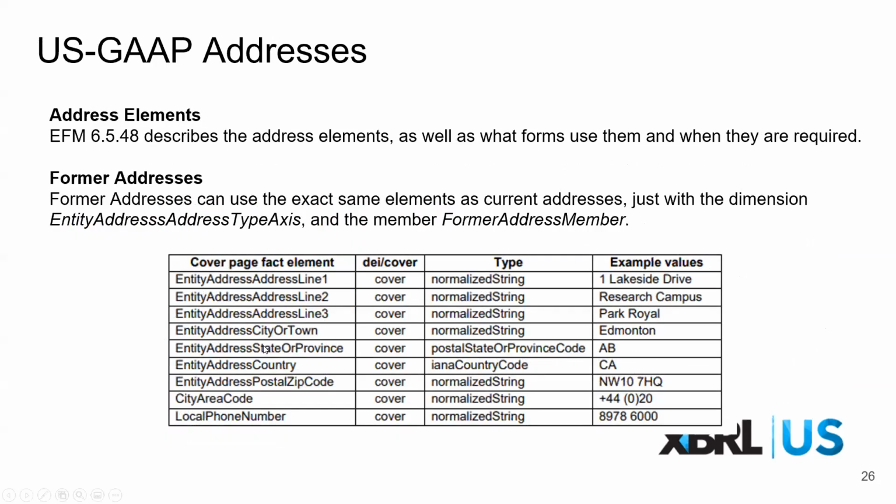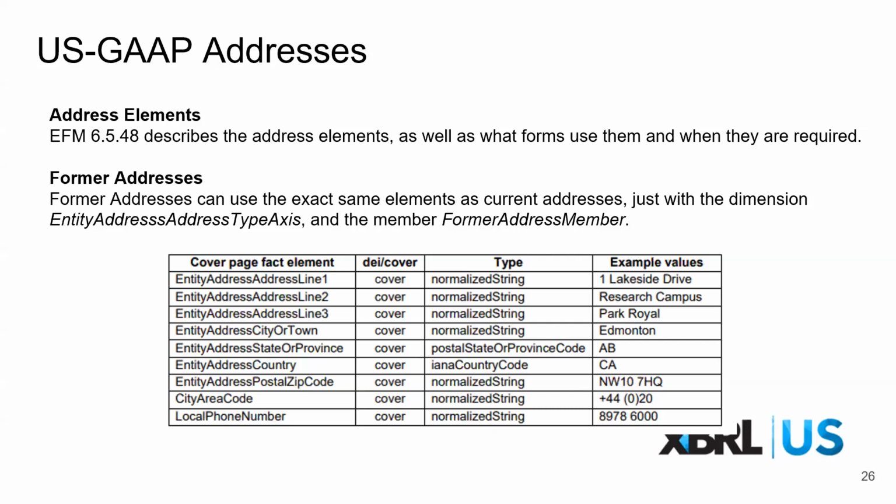So let's talk a little bit about address elements. EFM Chapter 6 describes the address elements you're going to use, as well as what forms they're expected on. If you are tagging former addresses, you would use the exact same set of elements. You would just make sure you tag these with the dimension entity address type axis, and you'd use the member former address member. So you make sure you use that axis member combination to tag a former address. But this should allow you to tag pretty much any address in here. You'll have address line 1, 2, and 3, city or town, state or province, a country and a postal code.